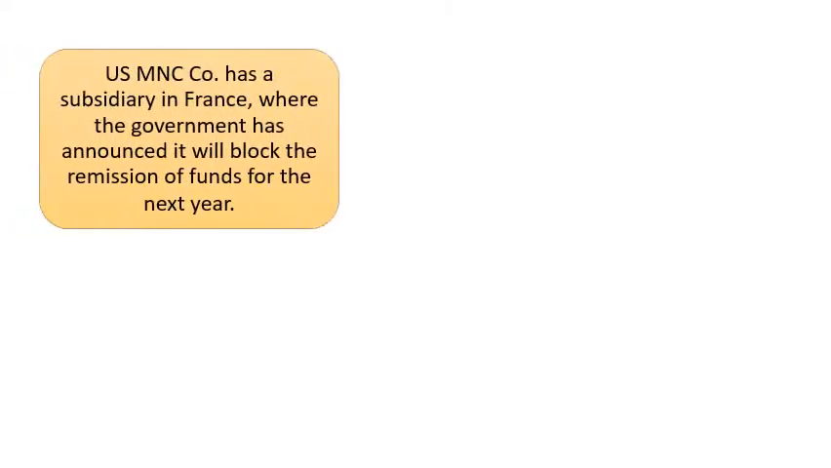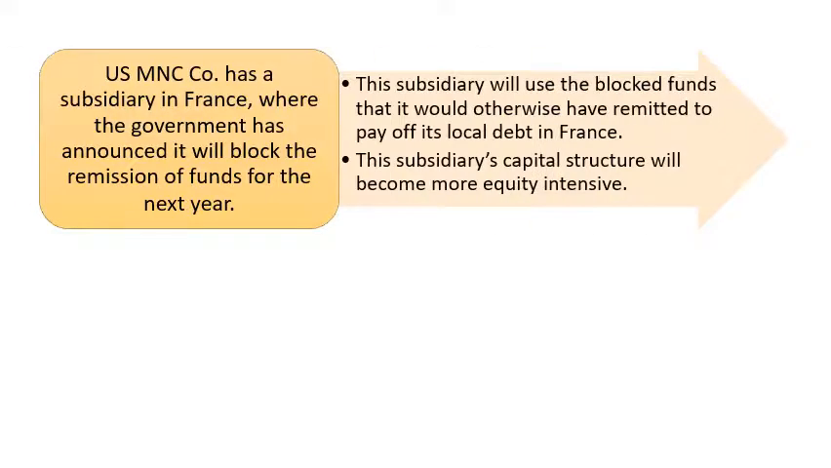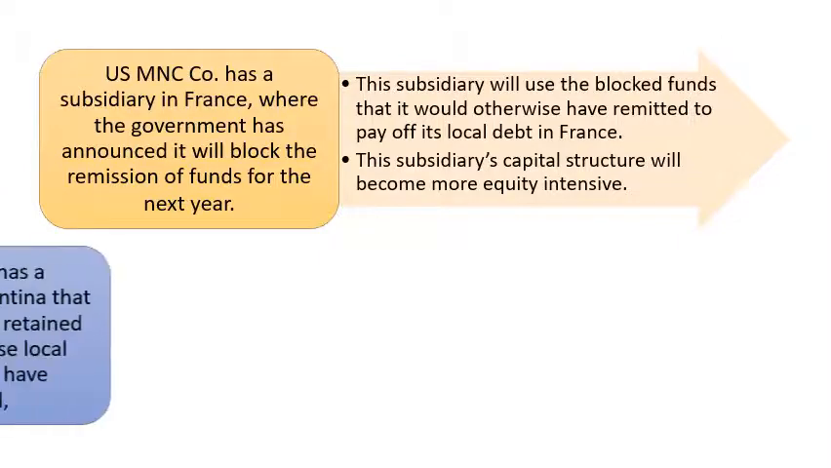The third scenario: what if the multinational company has a subsidiary in France where the government has announced that it will block the remission of funds for the next year? The decision will be that the subsidiary will use the blocked funds that it would otherwise have remitted to pay off its local debt in France. This subsidiary's capital structure will become more equity intensive.